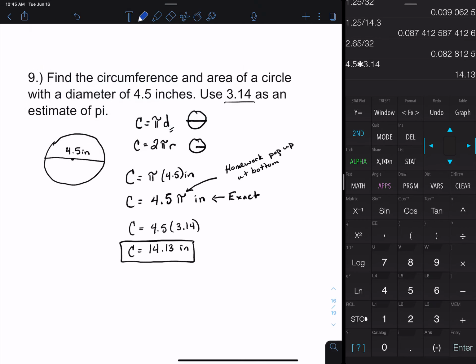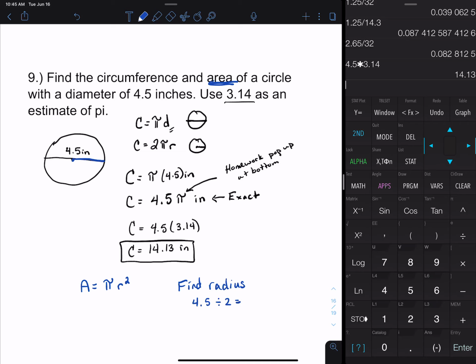Now they're also asking us for the area of a circle. We only have one formula for area of a circle, and it's pi times the radius squared. So the first thing I have to do is find the radius. And the radius is half the diameter, right? Because it just goes from the center to one side of the circle. So I'm going to take that 4.5 and I'm going to divide it by 2.